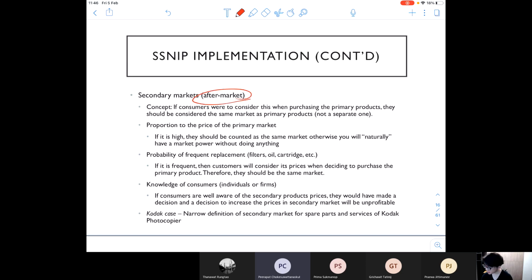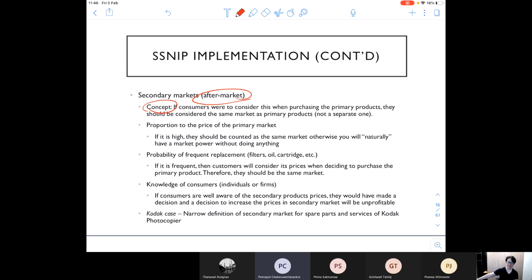We call it aftermarket. Suppose I bought a printer. I will need some cartridge for it, right? I will need some ink to use together, right? So the concept is this: if consumers were to consider this when purchasing the primary products, they should be considered the same market as primary products, not a separate one, right? And actually printer is a very classic example, right? What you need to consider is the proportion to the price of the primary market, especially if this is high.